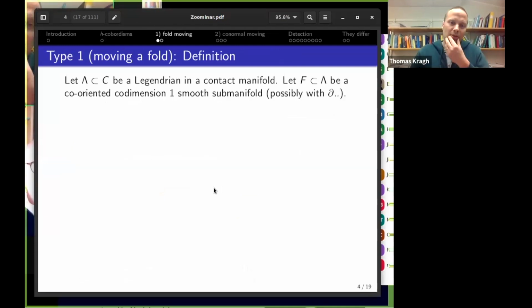Now I want to describe the first type of map. This was the type of map that I said was moving a fold. So I let lambda be any Legendrian in a contact manifold, and F is any codimension 1 smooth submanifold. And again, this can have boundary and corners. You can think of it as maybe just a closed subset inside a codimension 1 submanifold. The boundaries can be really nasty if you want to, but again, it doesn't really matter.